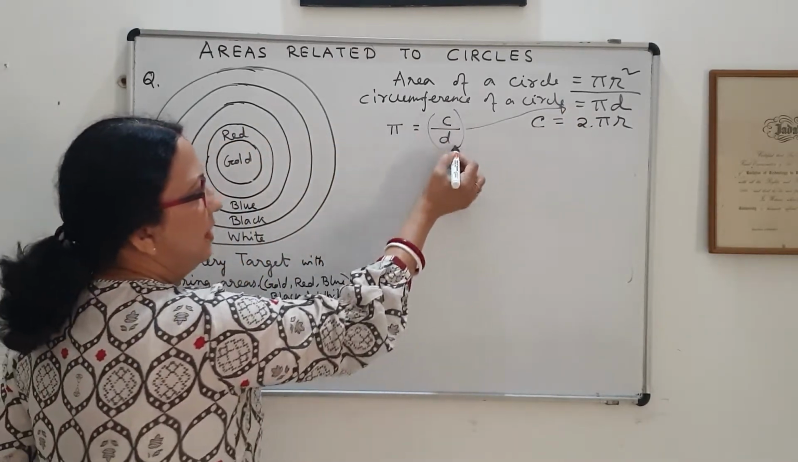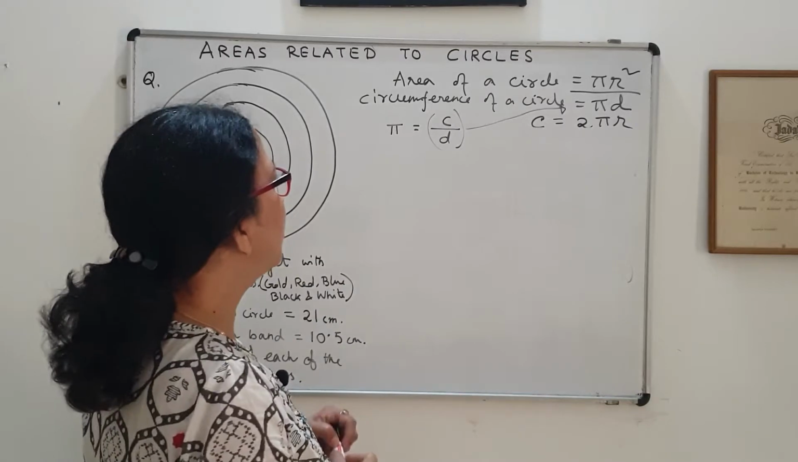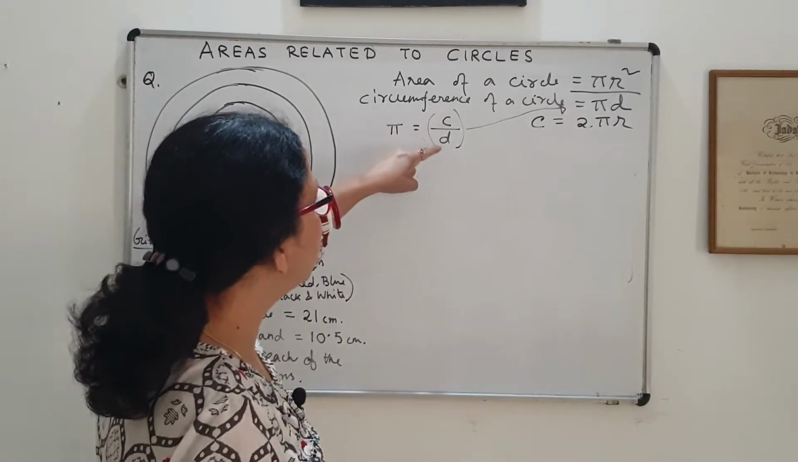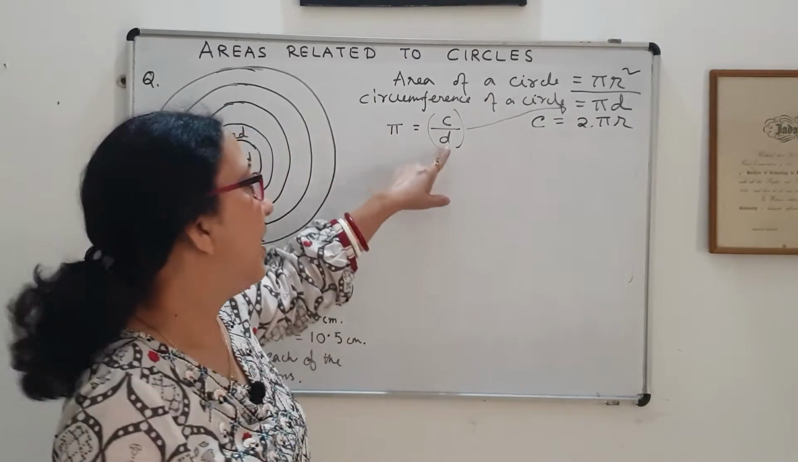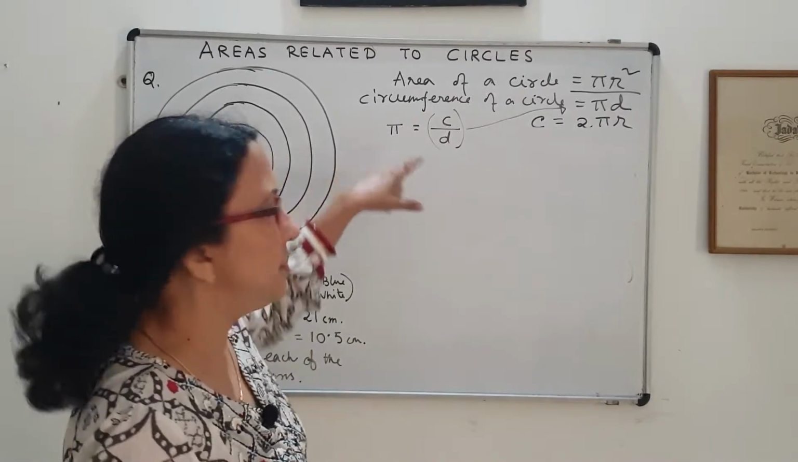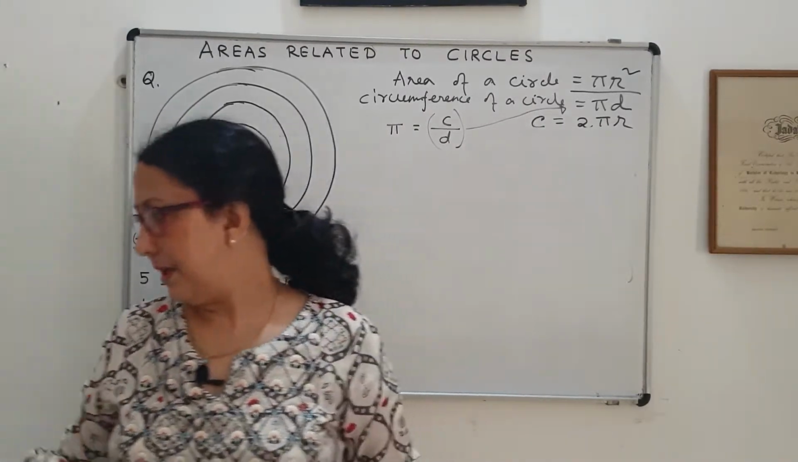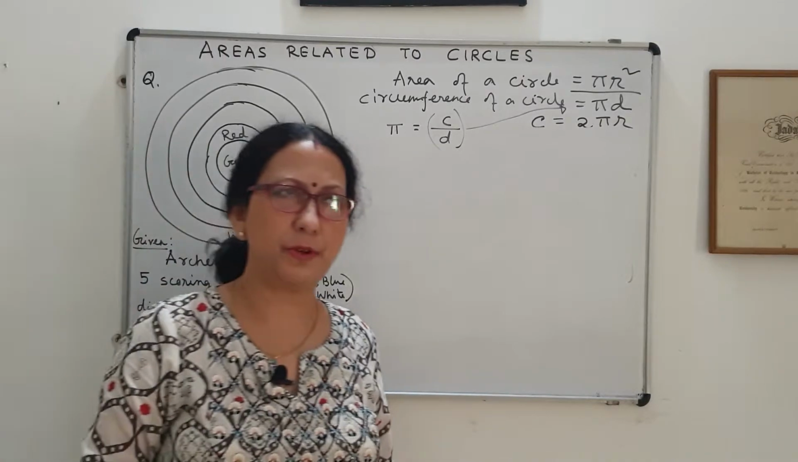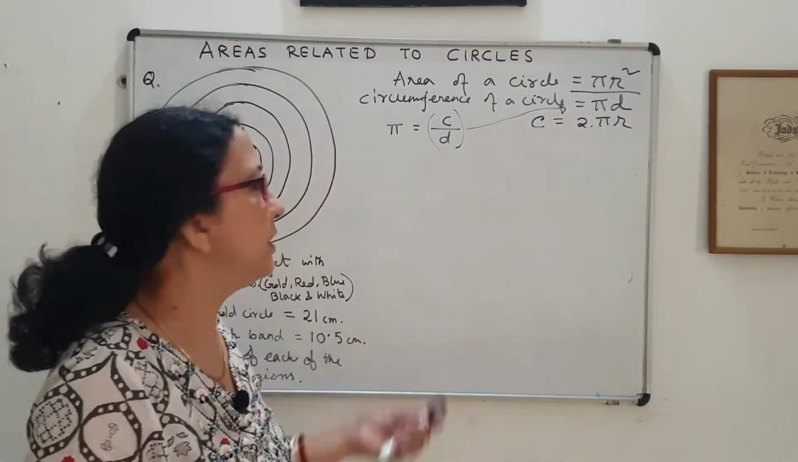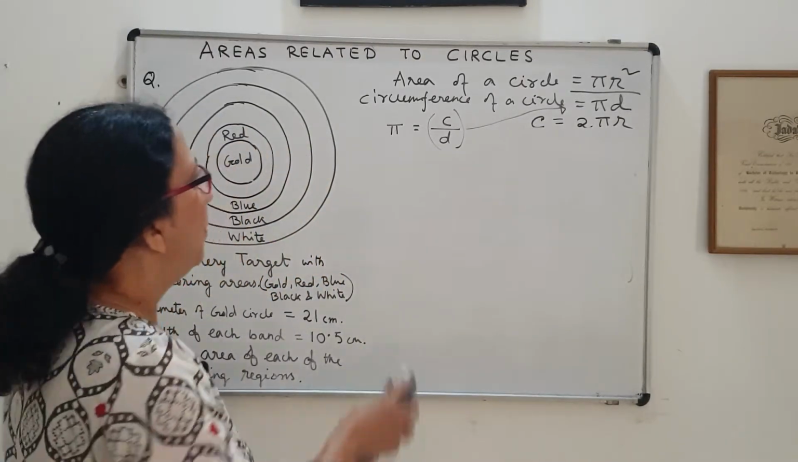So, whatever circle you take, you will always find the ratio of the circumference to its diameter is a constant, and that constant is given to be pi, which is an irrational number. Okay, and this value we take 22/7 or 3.14 according to the simplicity of our calculation. Okay.